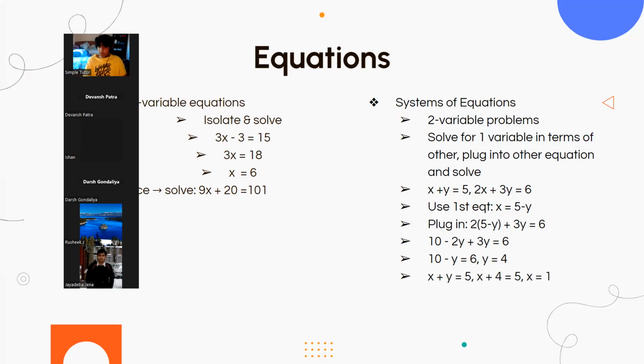So we know that y equals 4, and then simply x plus y equals 5. And we know that therefore x plus 4 equals 5 and x is 1.